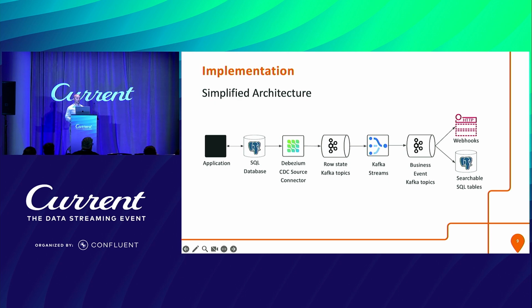From there, we have a large Kafka streams topology that reassembles the row states into order states. It puts it back together. Then we have a subsequent topology that derives the business events and produces back to Kafka. From there, it's available for webhooks, being written back into a different Postgres optimized for searching table. It can also be available for analytics, for business intelligence.